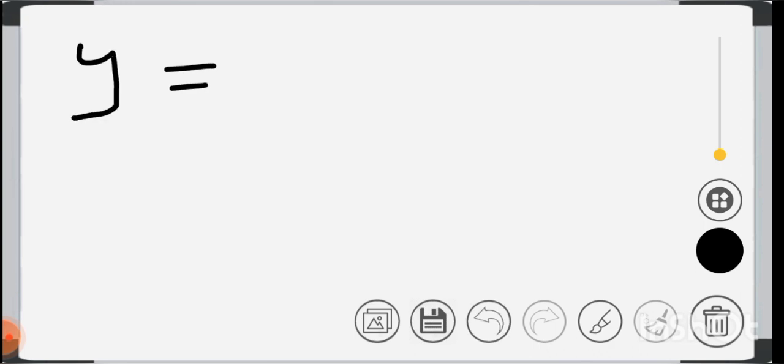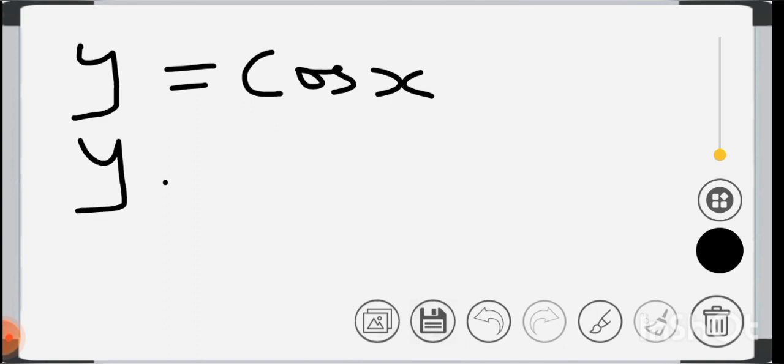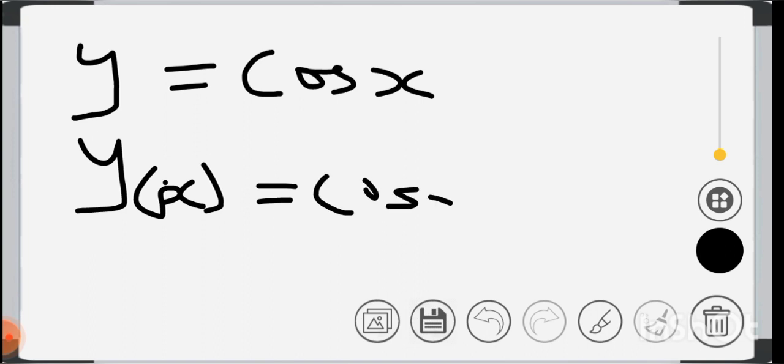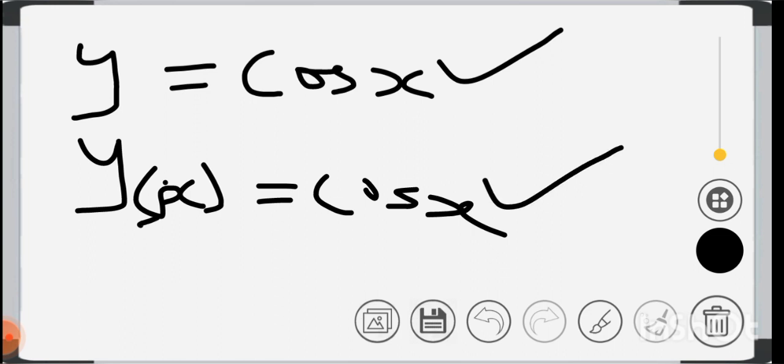Let's see, if we have y is equal to cos x, this is a trig function. I can also say y as a function of x is equal to cos x. Now this is the popular way of writing functions that everybody knows. This one is the standard way because you must show that y is a function of x. Both of them are the same thing, but this one is standard, and the other is just a popular form of writing these functions.